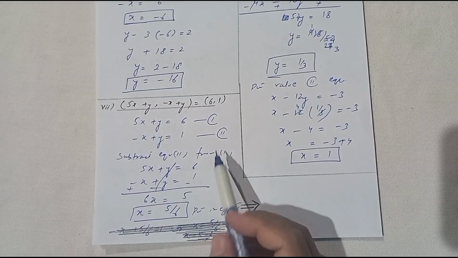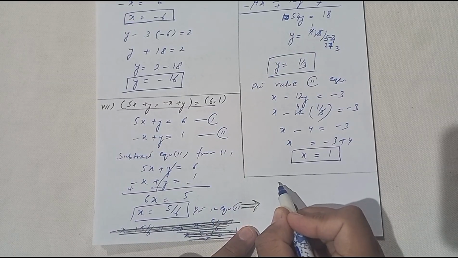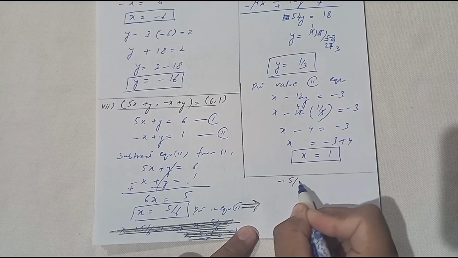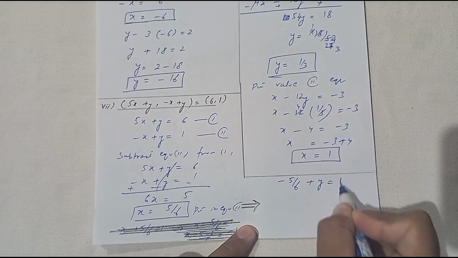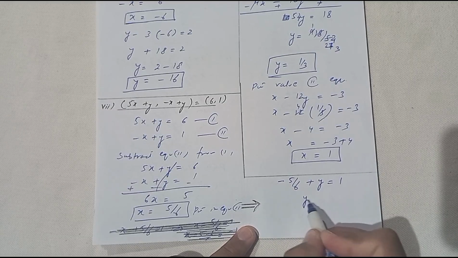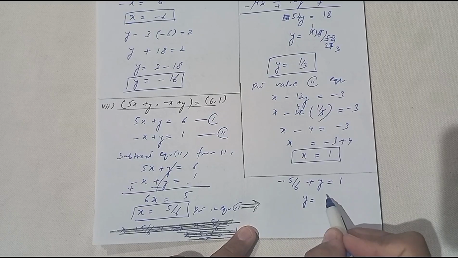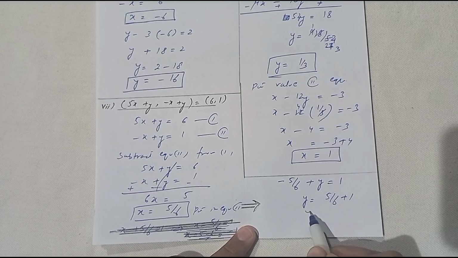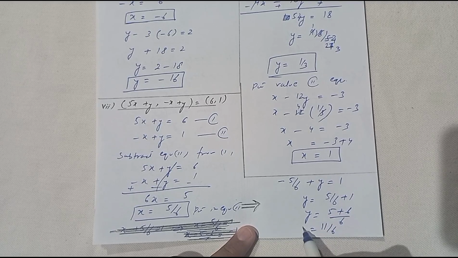So here we put the value of x in equation number 2. It becomes minus 5 by 6 plus y equals 1. And minus 5 by 6 is added on the other side of the equation: 5 by 6 plus 1. Taking LCM, the final answer of y is 11 by 6.